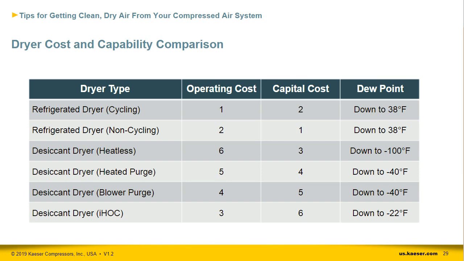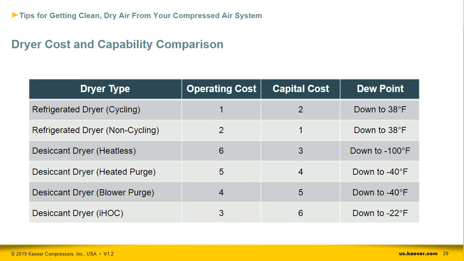When the various drying systems are compared as above, it becomes quite clear that refrigeration dryers boast the lowest energy costs, denoted by the numbers 1 and 2 in the operating cost column. Heat of compression dryers, blower purge desiccant dryers, and heated purge desiccant dryers come next, with heatless desiccant dryers being the most expensive dryers to operate over time. In regard to capital cost, non-cycling refrigerated dryers end up being the least expensive to purchase, followed by cycling refrigerated dryers, heatless desiccant dryers, heated purge desiccant dryers, and blower purge desiccant dryers. IHOC dryers are ultimately the most expensive to purchase in regard to capital cost.